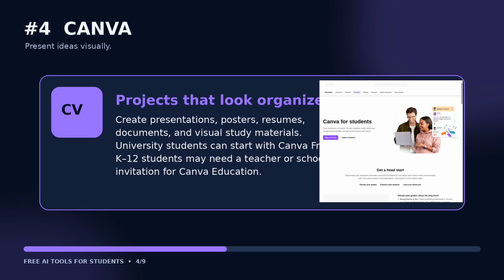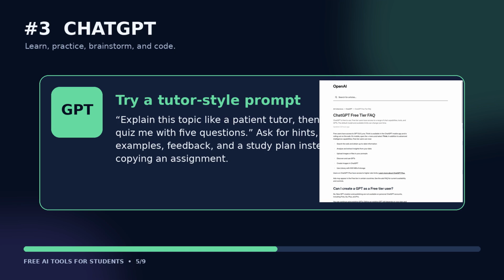Number 4 is Canva. Students can use Canva free to build presentations, study posters, resumes, documents, and visual project work. It is especially useful when you know what you want to explain but do not know how to make it look professional. Start with a presentation or document template, add your own research, and use AI features only to brainstorm or organize ideas. University students can start with Canva free, while K-12 students may need an invitation from their teacher or school for Canva education.